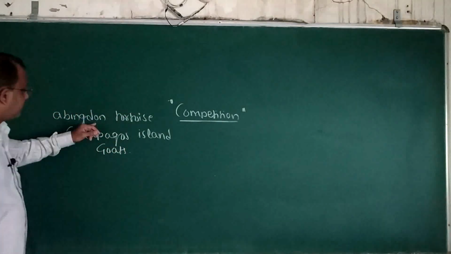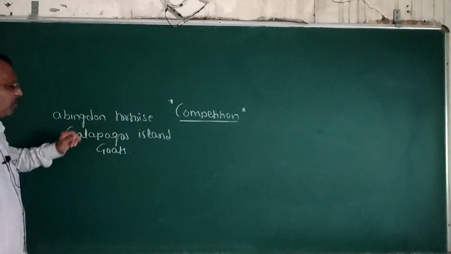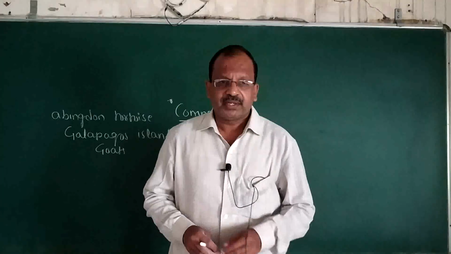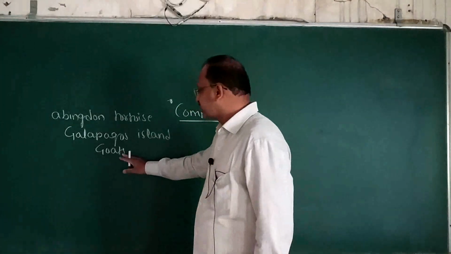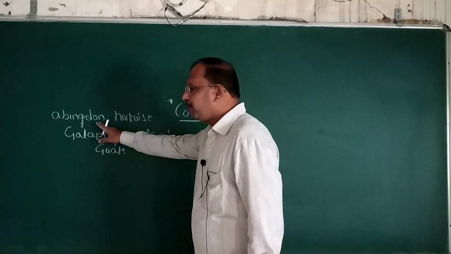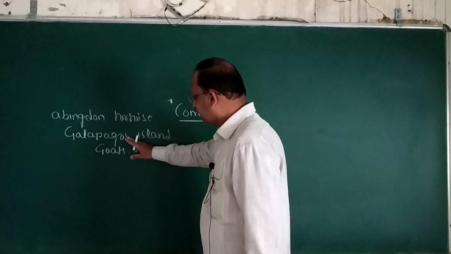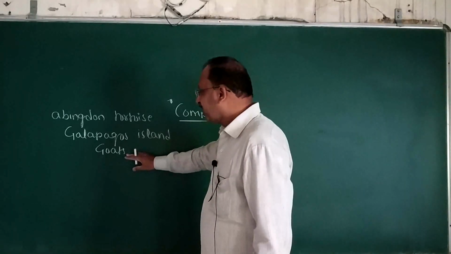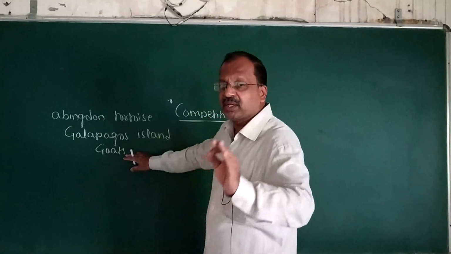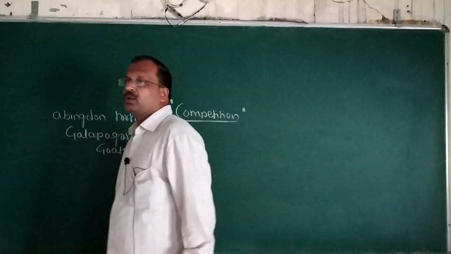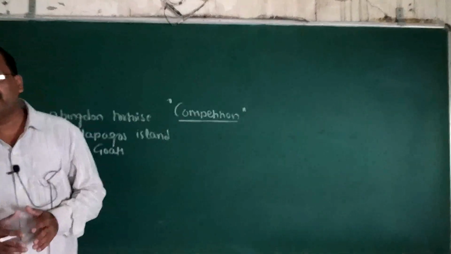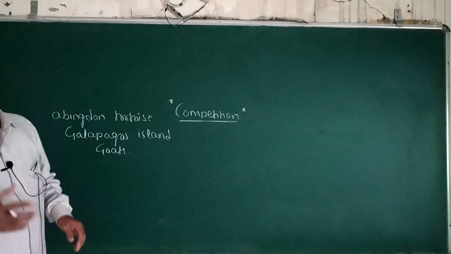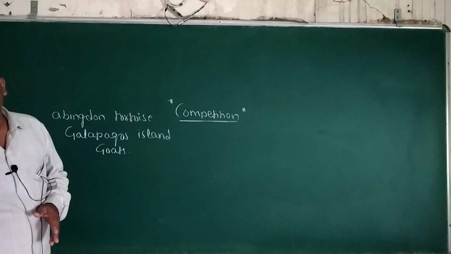The Abingdon tortoise found in the Galapagos Islands became extinct due to the introduction of goats on that island. Goats have more browsing efficiency. As a result, this Abingdon tortoise was unable to get food and they lost their life.